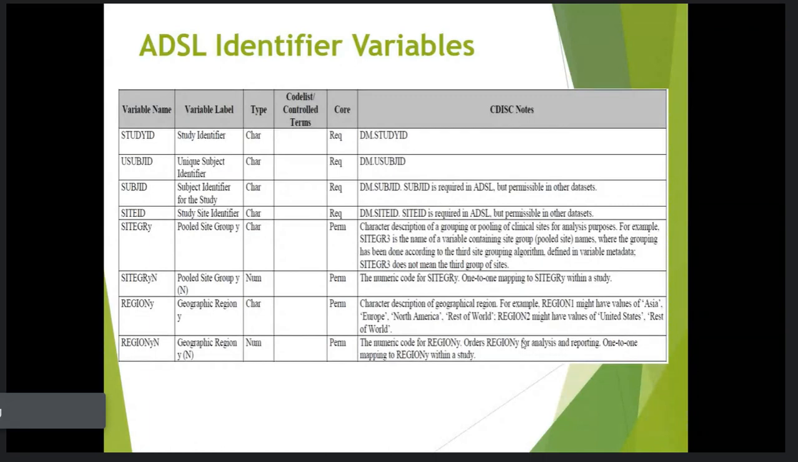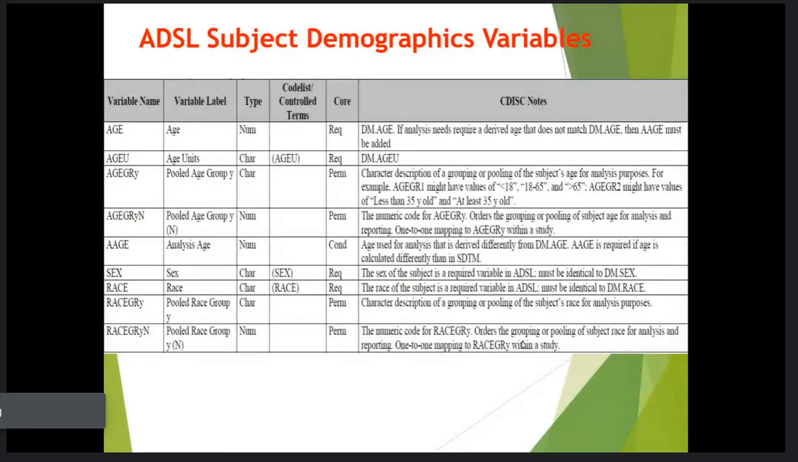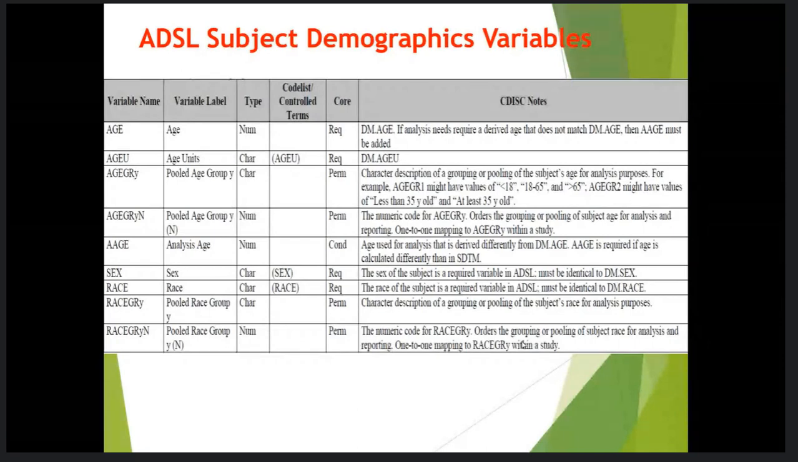And then we have demographic variables. What are the demographic variables that we have? Age, age units, age group 1, and then we have analysis age, sex, sex N, race, race group 1, race group 1N. Okay? And this is what we have seen in the last class. And we are going to continue from that onwards.